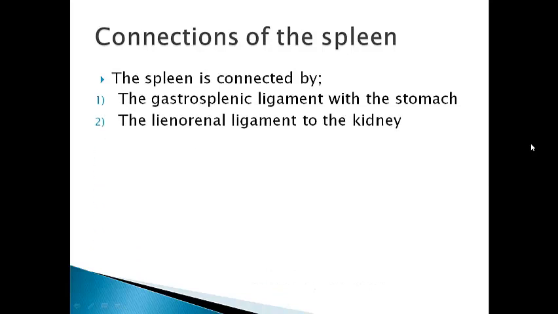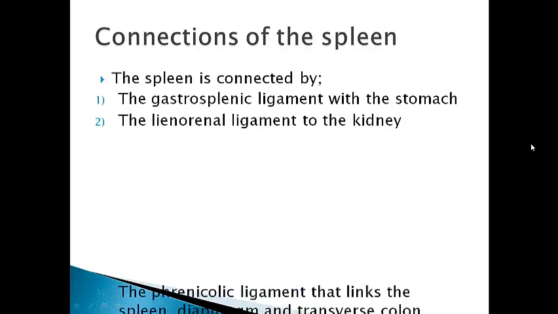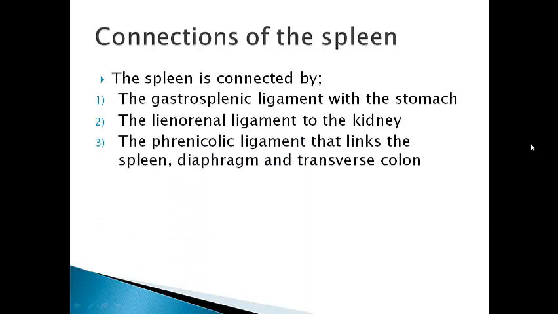There's another ligament called the lienorenal ligament, and "lieno" usually refers to the spleen, and then "renal" refers to the kidney. So the lienorenal ligament connects it to the kidney. And then we've got something called the phrenicocolic ligament, and this is actually a communication between three structures, which connects the spleen, the diaphragm, and the transverse colon. All right, so those are the three connections that the spleen has. Please make sure that you know them.